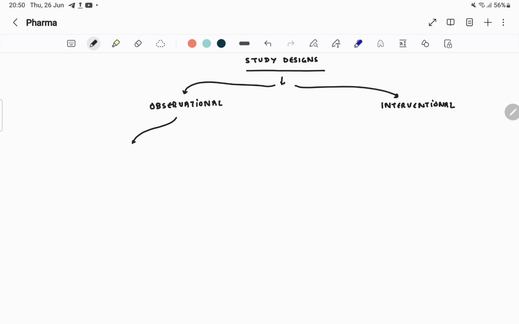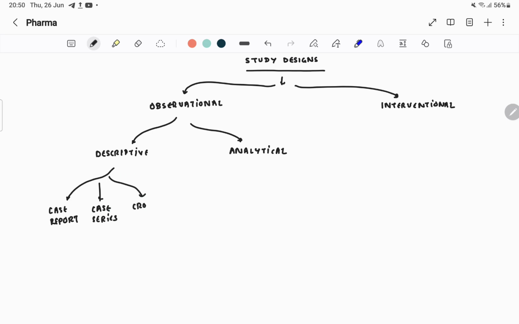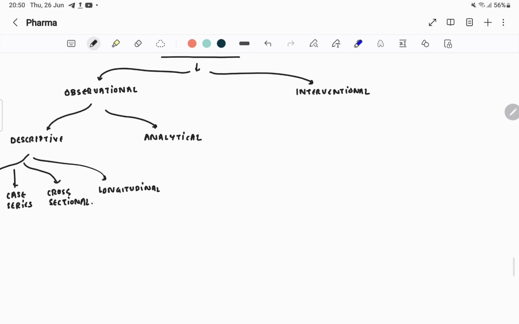In observational, I told you that we have two: descriptive and analytical. In descriptive, what four do we have? Case report, case series, cross sectional, and longitudinal. These four we discussed, right?